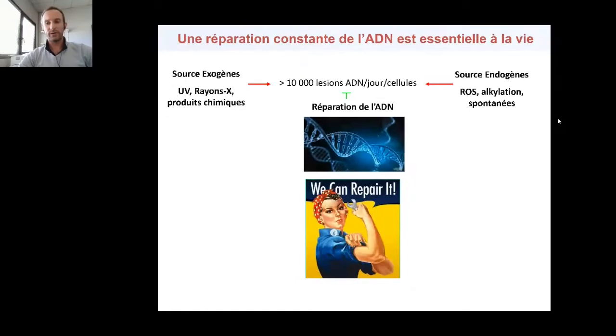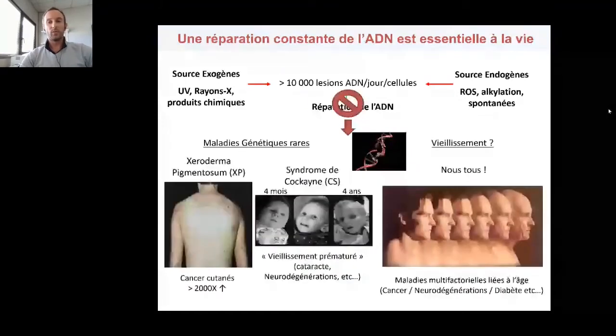And there is more and more evidence that all the multifactorial diseases related to age, such as cancer, neurodegeneration, but also diabetes, are all connected to a deficiency in DNA repair. And we are studying this to understand better how DNA repair occurs.